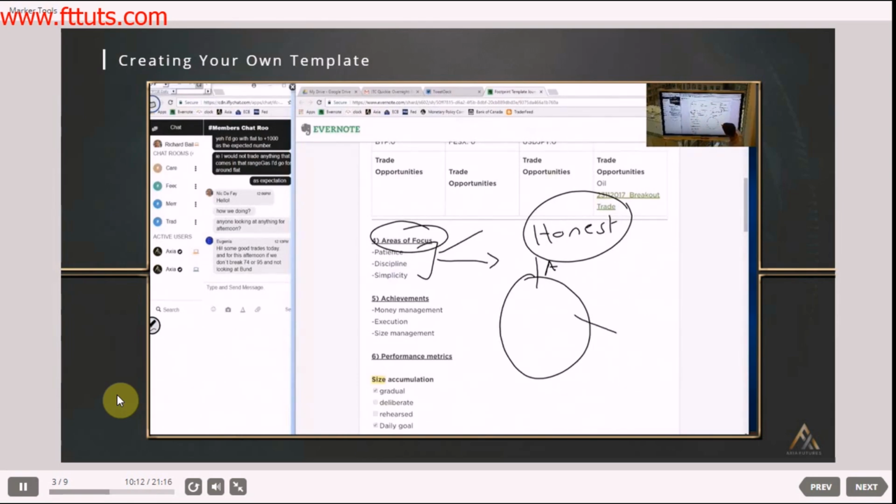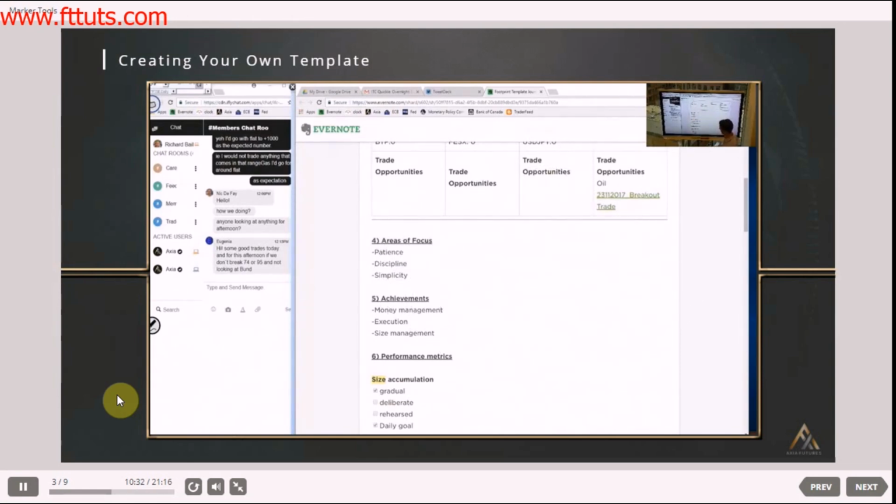So again, what do we do? We create the pause. We look at things. Am I keeping it simple? Am I disciplined? Am I patient? Am I executing well? Am I averaging? Am I moving stops? Okay, you go through all these areas of focus, you write them out, and you write out an honest self-reflection. Then we talk about achievements, and this is again so crucial in the feedback loop, okay?